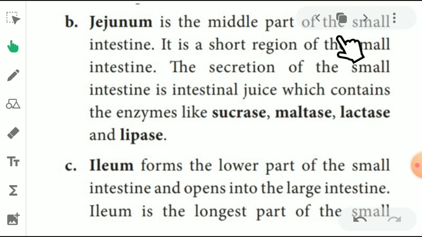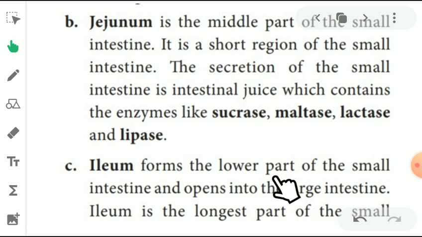Jejunum is the middle part of the small intestine. It is a short region. It secretes small intestinal juice, which contains enzymes like sucrase, maltase, lactase and lipase. These enzymes help the food to digest.